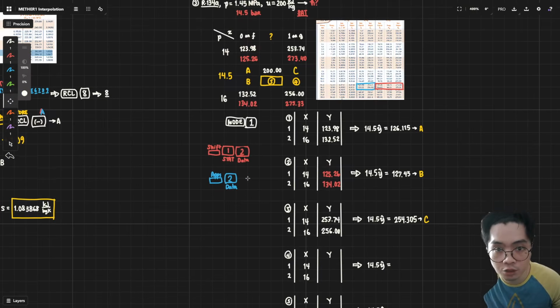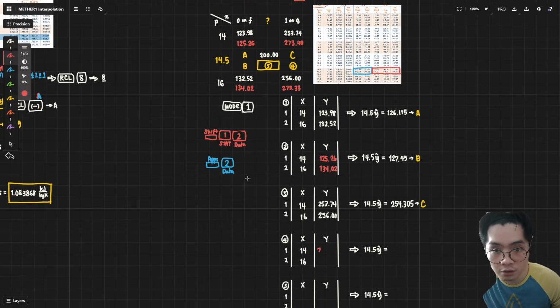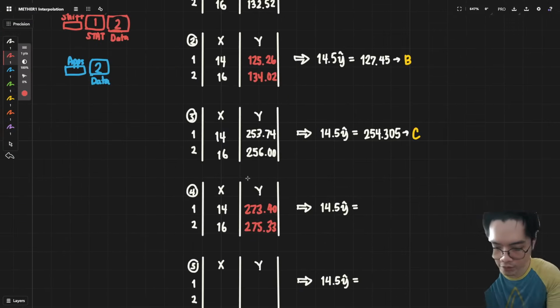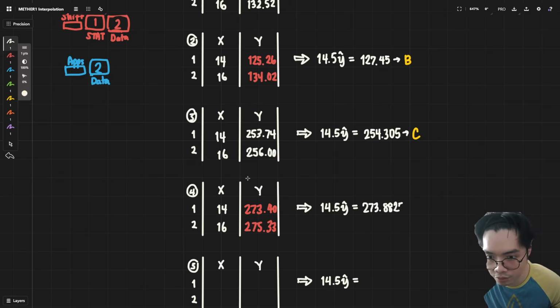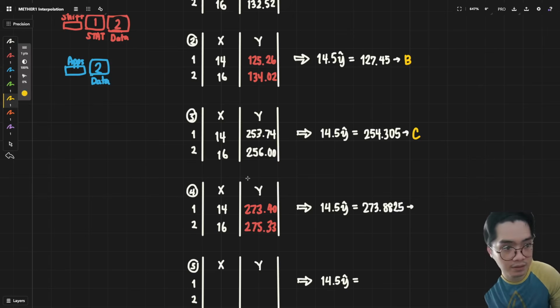Our fourth interpolation will have H values naman. 273.4 and then 275.33. So if we get these again, 273.4, 275.33, we will get 14.5 y hat, which is going to be 273.8825. So let's shift store that to D, 273.8825. So now we get D.